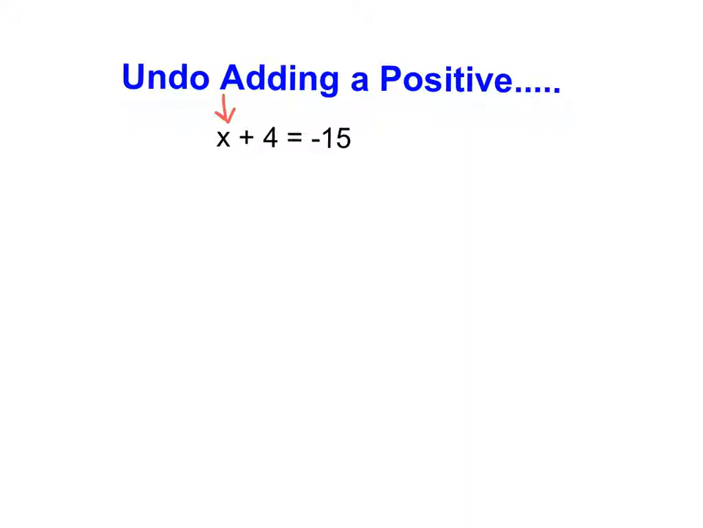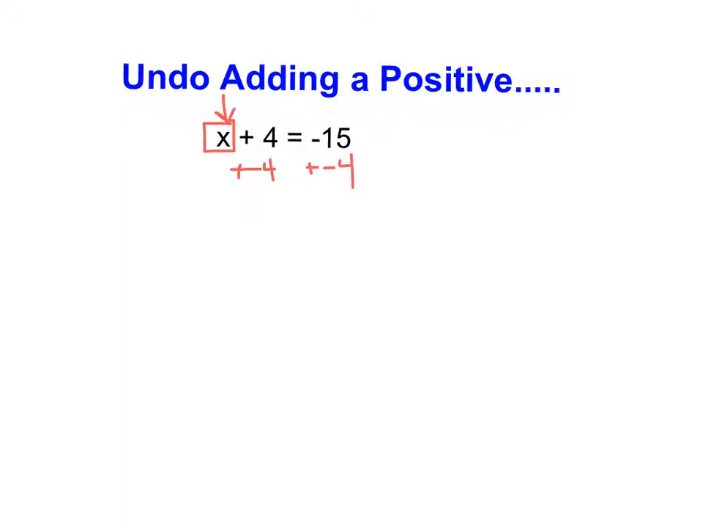Now here we have x plus 4 equals -15, and ultimately we would like for this x value to be by itself on the left-hand side of the equation. Now, in order to get x by itself, right now it's x plus 4. So what we can do is add a -4 to each side of the equation.